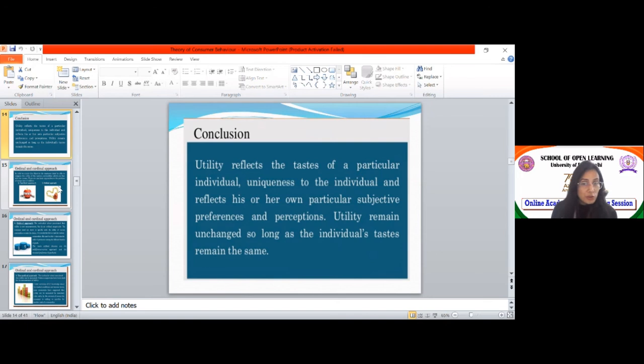Meaning, any individual person, suppose I'll just take two examples, Daksh and Shivi. How much preference Daksh has for an apple, or how much utility he is getting from it, will be different from Shivi, what she is consuming. So the preferences and perceptions of every individual are different. Now the utility remains unchanged so long as the individual's tastes remain the same. So as utility remains unchanged, the individual's tastes and preferences will also remain the same.